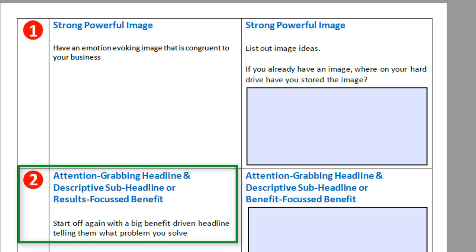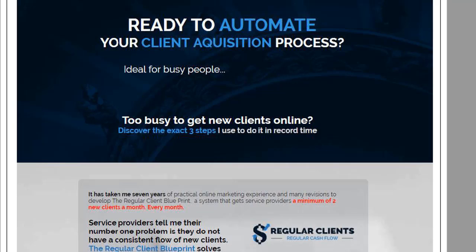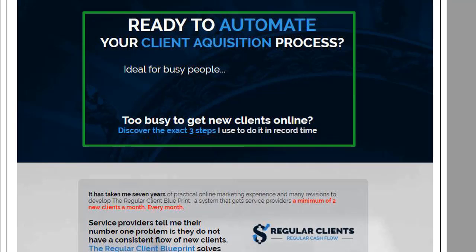Not only do we want a headline, but we want either a sub headline or what we call a results focused benefit sub headline. So again, we start off with a big benefit driven headline, and what we're wanting to do there is we're going to tell them what problem we want to solve for them. So if we have a look at this, you can see there I say ready to automate your client acquisition process. So that's exactly what they want.